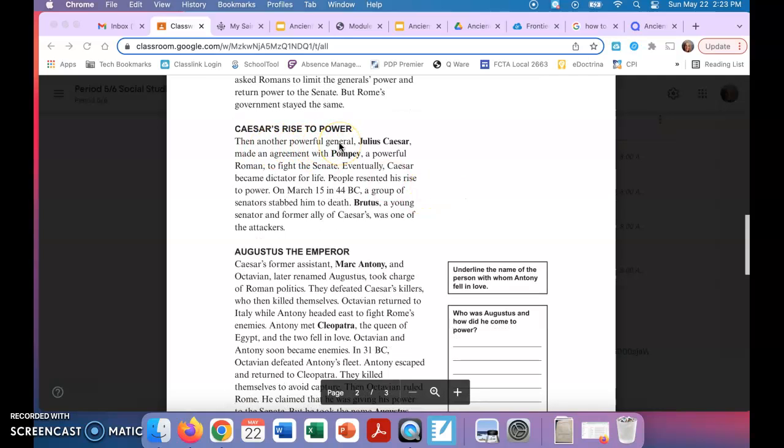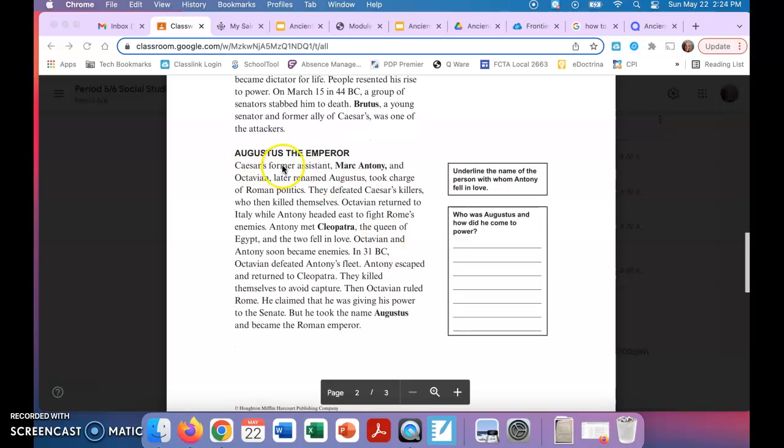Caesar's rise to power. Then another powerful general, Julius Caesar, made an agreement with Pompey, a powerful Roman, to fight the Senate. Eventually, Caesar became dictator for life. People resented his rise to power. On March 15th in 44 BC, a group of senators stabbed him to death. Brutus, a young senator and former ally of Caesar's, was one of the attackers.